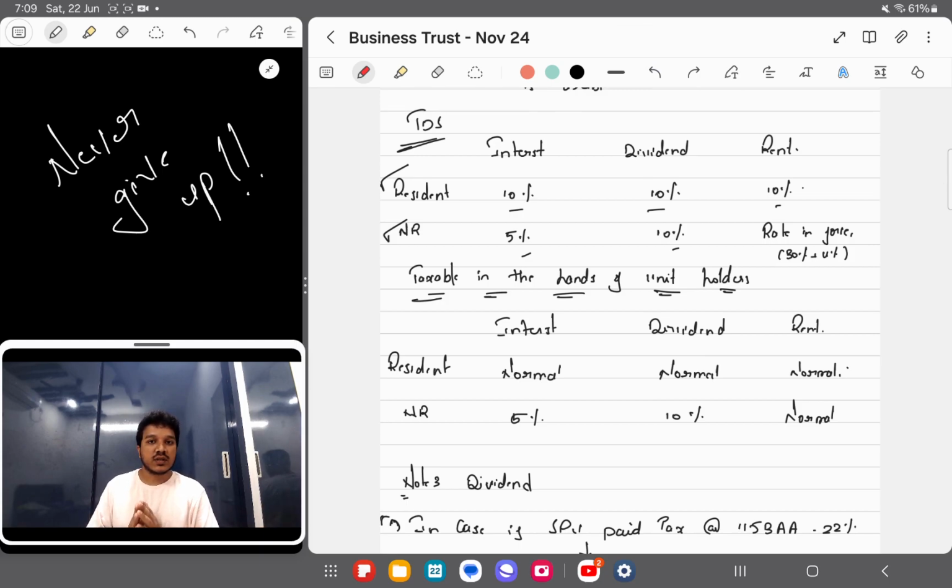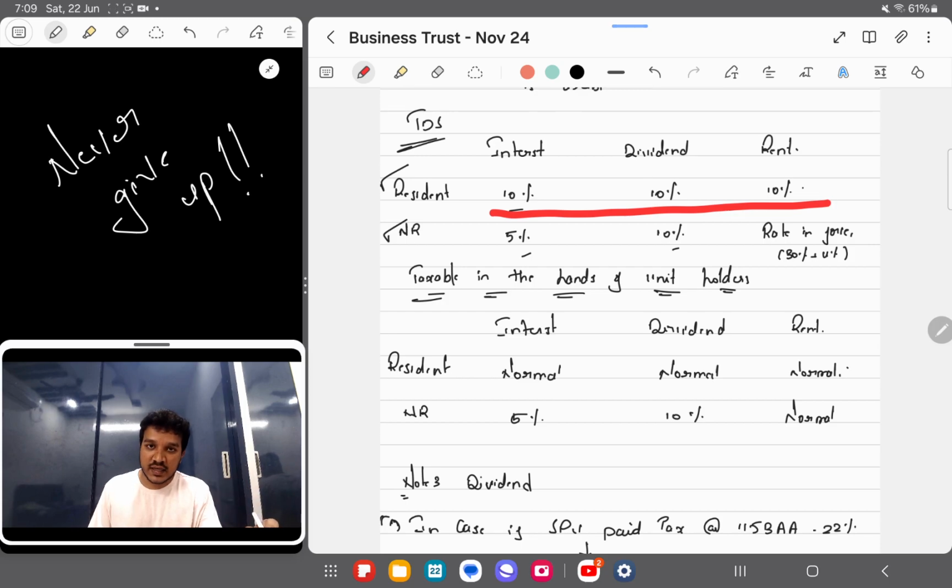So unit holders are of two types: residents and non-residents. For residents the tax rates are different, for non-residents the tax rates are different. Since it is taxable in the hands of unit holders, the business trust is liable to deduct TDS. Now at what rate will it deduct TDS? Let's talk about residents since it is easy. For residents, TDS is flat in all the three incomes. It is 10%.